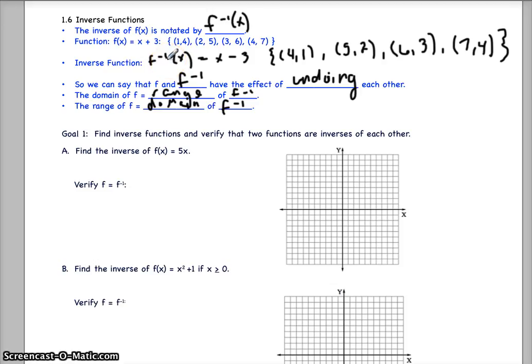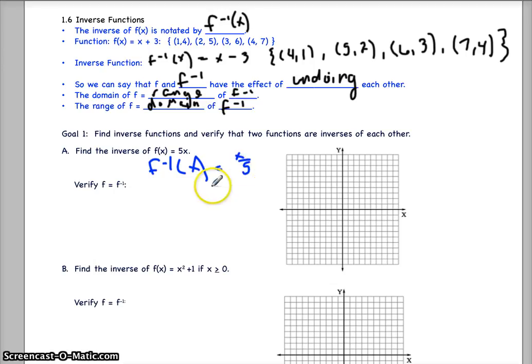Okay, goal 1, find inverse functions and verify that two functions are inverses of each other. Okay, so let's look at f of x equals 5x. You could probably find the inverse of this without even following any steps. What's the inverse operation of multiplying by 5? And if you said dividing by 5, you would be correct. So f inverse is x divided by 5.